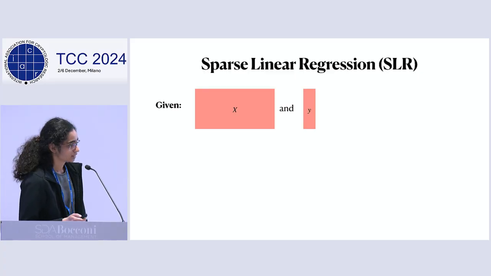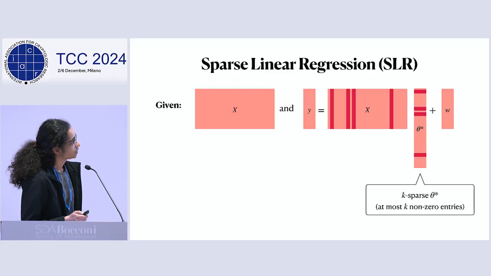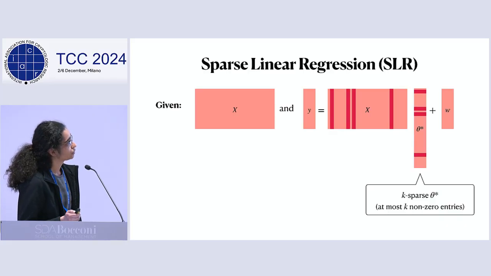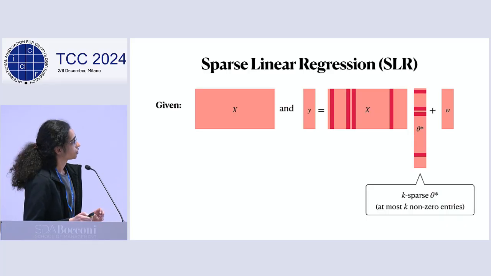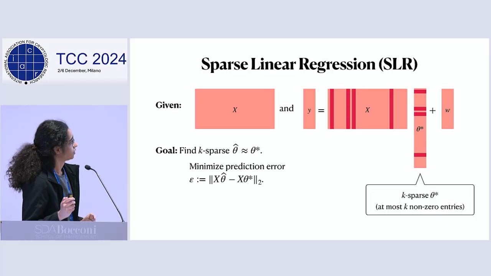So you're given a matrix X and a vector Y, which is modeled as this matrix X times some secret vector theta star plus some small noise. You also know that theta star is actually k sparse, so it has at most k non-zero entries. So Y is close to a linear combination of at most k columns of X, but you don't know which. And the goal is to recover theta star. So you want to find a k-sparse theta hat, like an estimate, that minimizes this prediction error, which is sort of the norm of the difference between what theta hat would predict versus what the true theta star would predict.